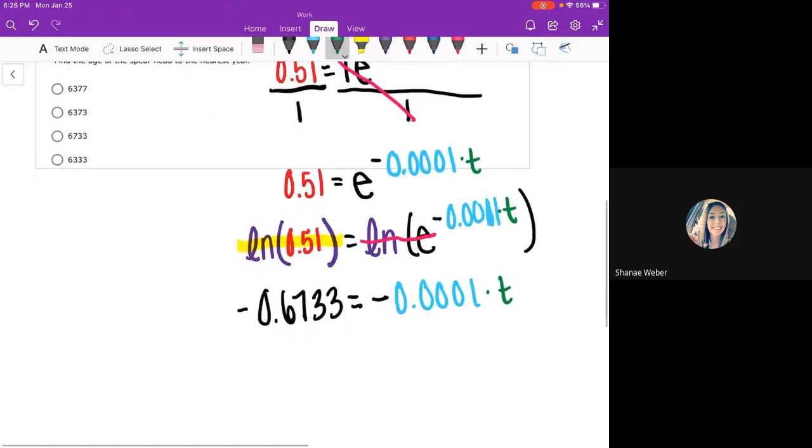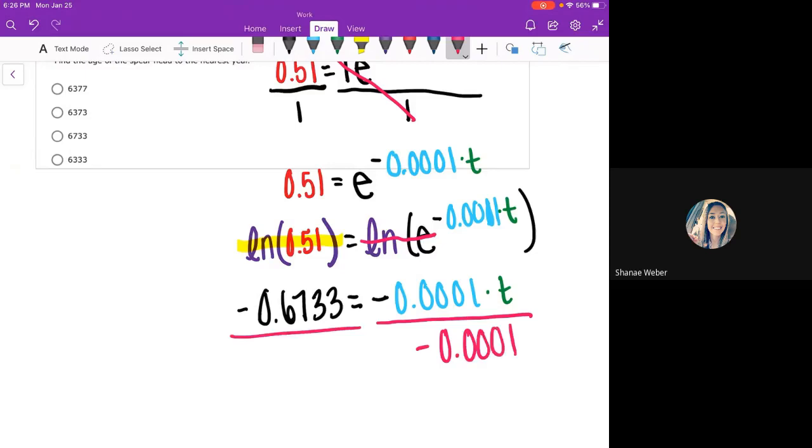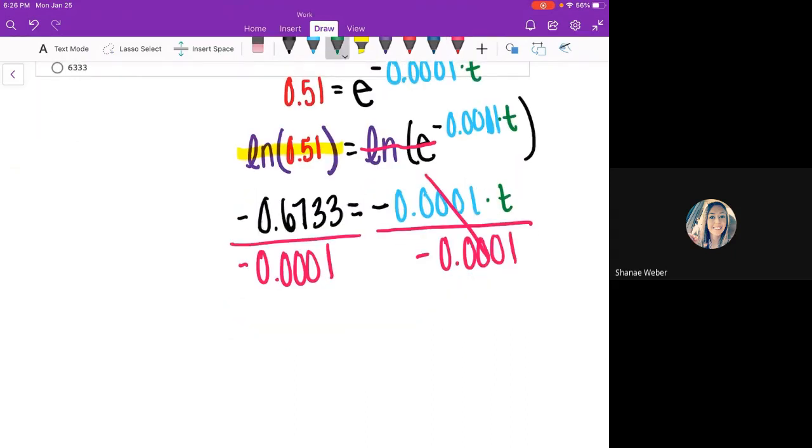And now all we have to do is isolate that t. We just have to do the inverse operation. So right now t is being multiplied by negative 0.0001. So we need to do the inverse and divide. We're going to divide both sides by negative 0.0001. These cancel out. And whatever number this over here gives us, that will equal t.